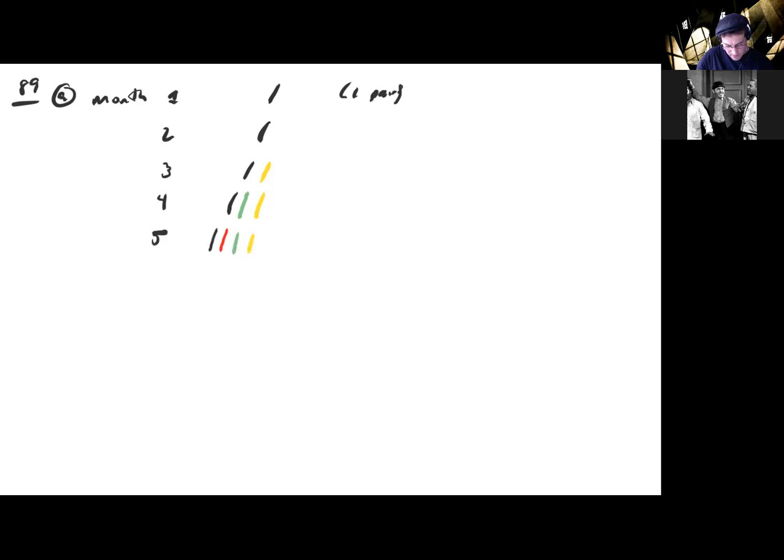And then we get another color, which I might call blue. So let's count up what's happening here. In month 1 we have 1, in month 2 we have 1, then 2, 3, 5. It starts off looking like the Fibonacci sequence.